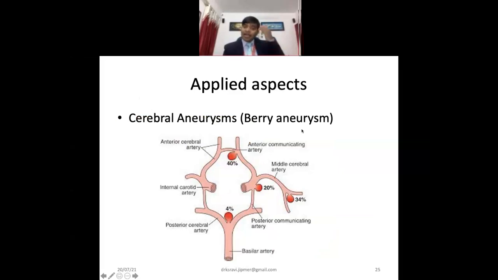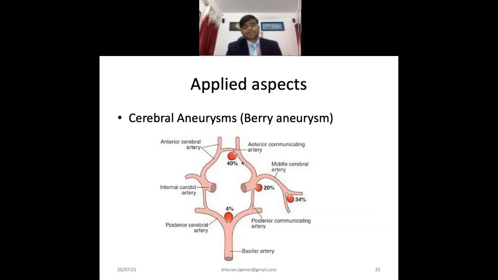So coming to the clinical aspect of this. Now, when you see this diagram, you can appreciate this is the anterior communicating artery, right? And then we have this anterior cerebral artery. So whenever there is a dilatation in the artery, usually these dilatations may be congenital, and it happens where two arteries join. Like you can see over here, this is the anterior communicating artery and this is the anterior cerebral artery.